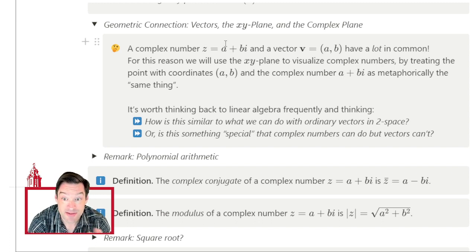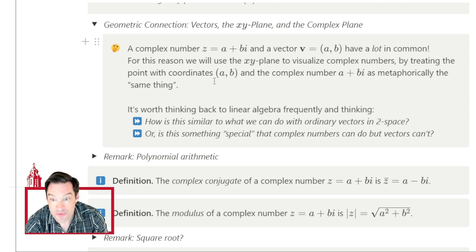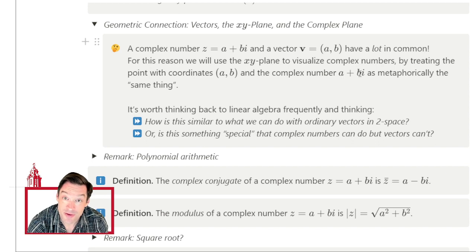And therefore, a complex number a plus bi and a vector (a, b) inside of the xy plane have an awful lot in common. So we're going to end up using the xy plane as a way to visualize complex numbers, treating the point that has coordinates (a, b) as being equivalent in some ways to the complex number a plus bi. Metaphorically, we think of them as the same thing.